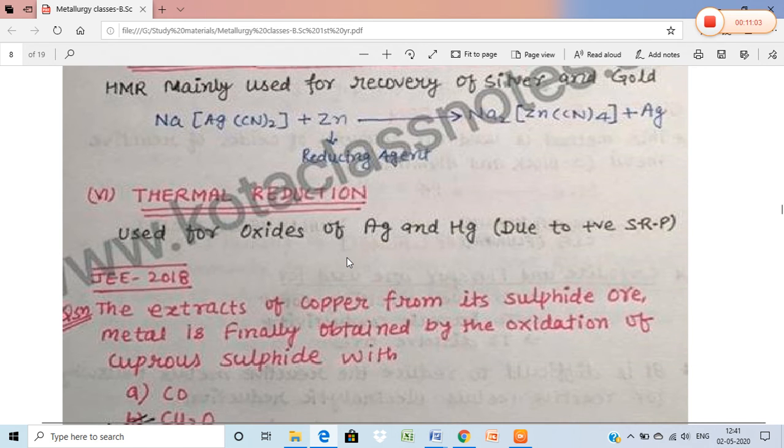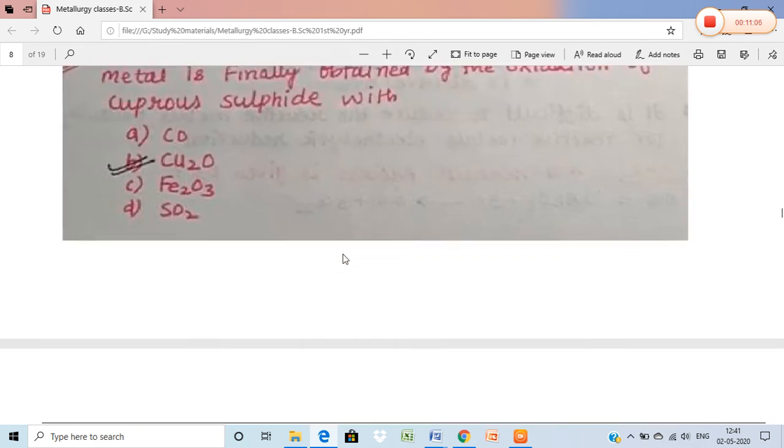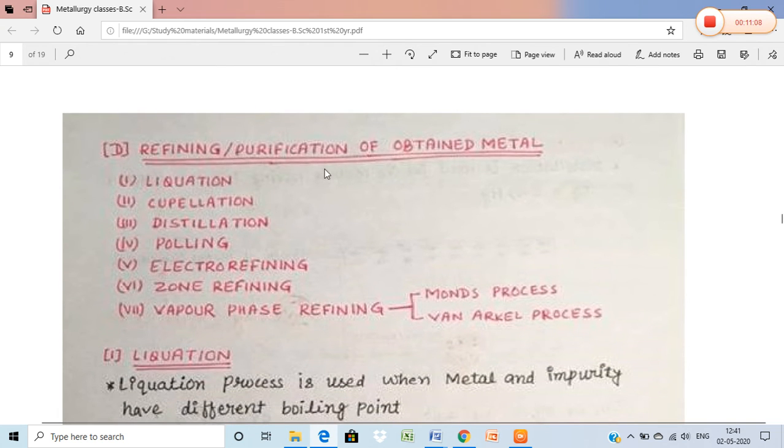Once we get the impure metal, we go for refining of the impure metal in order to get the pure metal. These are the processes from which we can get the pure metal from the impure metal: liquefaction, cupellation, distillation, poling, electro refining, zone refining, and vapor phase refining. In this, Mond's process and Van Arkel process are very important. Mond's process is used for the refining of nickel, to get pure nickel from nickel carbonyl. We will see it here.